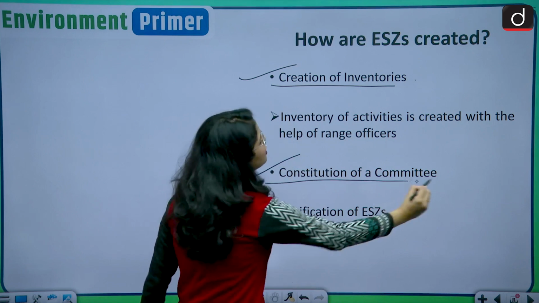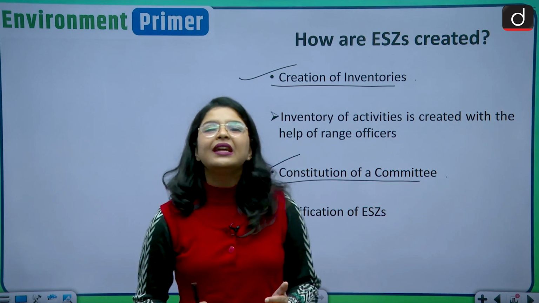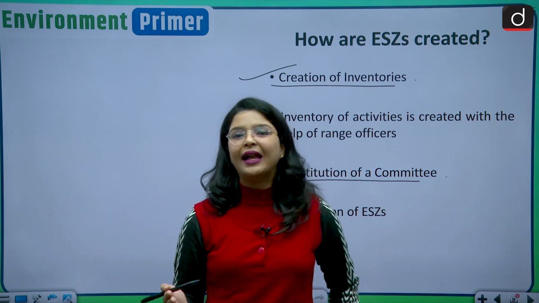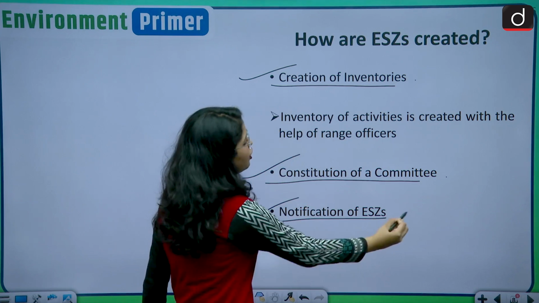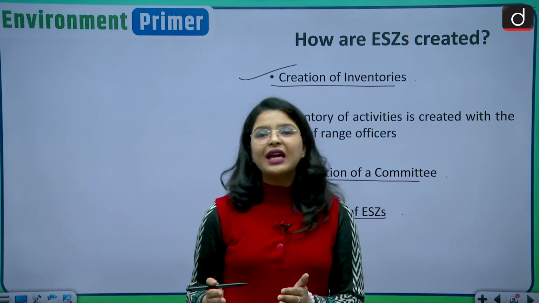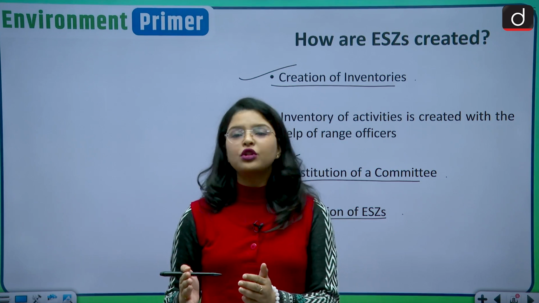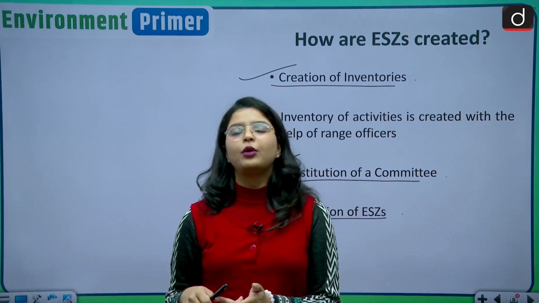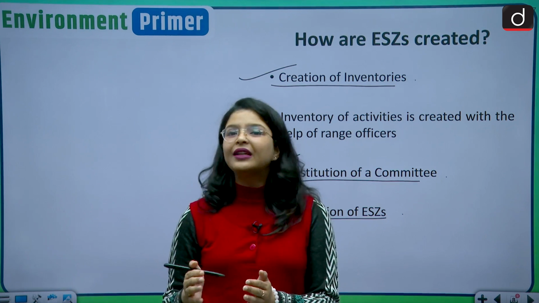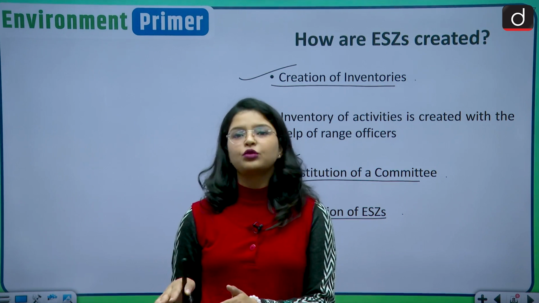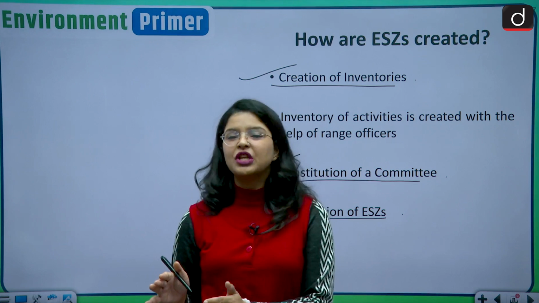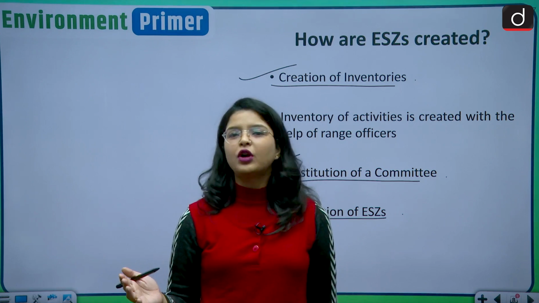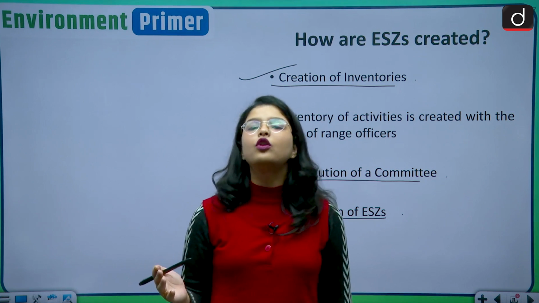After this, there is a constitution of a committee. The committee is tasked with demarcating the eco-sensitive zone as well as creating a management plan. And finally, notification of these eco-sensitive zones. Who notifies it? As I have explained before, and as I am mentioning again and again, it is notified by the Ministry of Environment, Forest and Climate Change. So finally, the committee puts forward a proposal to the Ministry of Environment, Forest and Climate Change, and on that proposal, the Ministry creates an eco-sensitive zone.